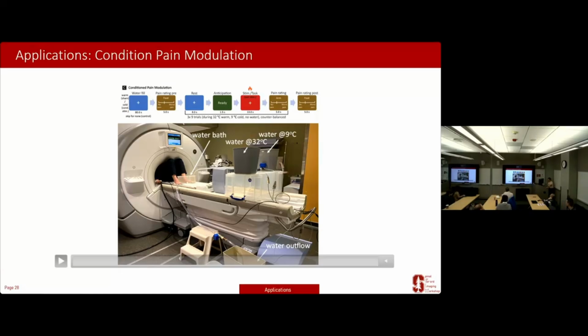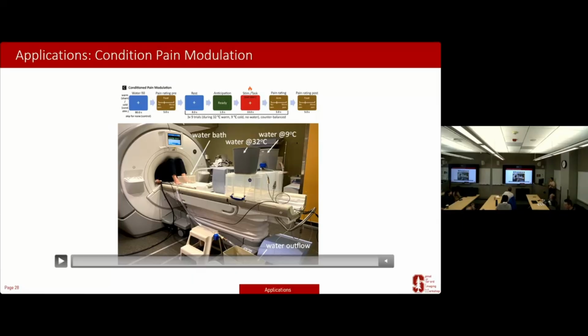So the design goes like this. We have two buckets of water. One is cold, one is skin temperature. We have some valves, and the opening and closing of the valves is controlled by E-Prime. We have a fearless volunteer right here, who puts their foot inside a bucket. We have a tube going in to fill up the water, and then there's another valve controlling the outflow of the water going out of this bucket here.